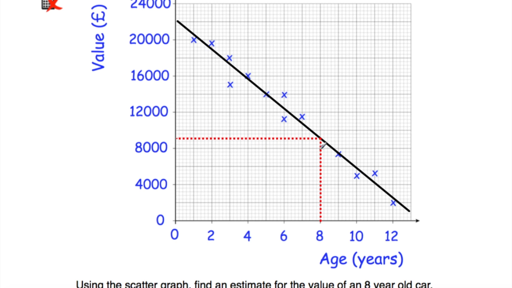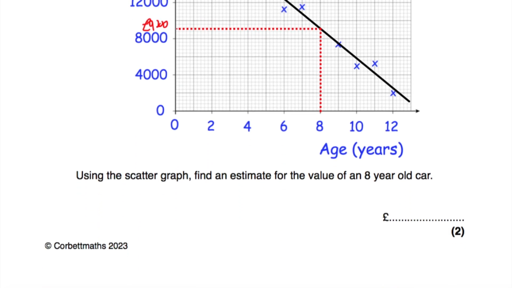And let's work out what each little box is worth. We've got 4,000 here, and there's 10 boxes, so 4,000 divided by 10 would be 400. So we're going up in 400s. That's 8,000, 8,400, 8,800, 9,200. So for me, the value for an 8-year-old car, our estimate would be 9,200. Now, if your line of best fit's slightly different than mine, then your estimate may be slightly different. And that's it. So 9,200. Okay, let's have a look at our next question.